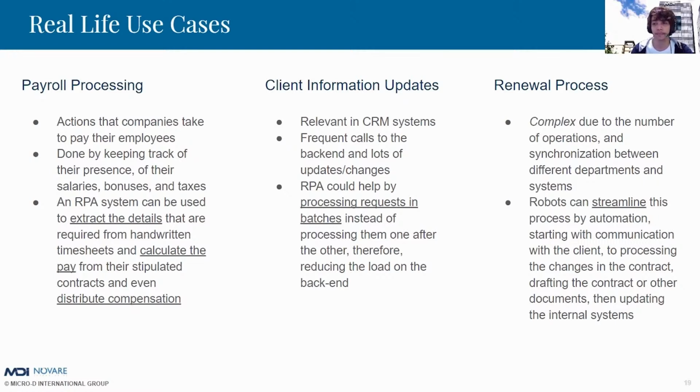Thirdly, we have the renewal process. The renewal process is considered complex, not because of its exceptions or complications, but because of the number of operations and synchronization that is needed between different departments and systems. So it's more about the interdependencies of departments. How can RPA help in this scenario? Robots can streamline this process by automation. It starts with communicating with the client. RPA can definitely assist with that, then processing the changes in contracts, drafting the contracts or other documents, and then updating the internal systems.